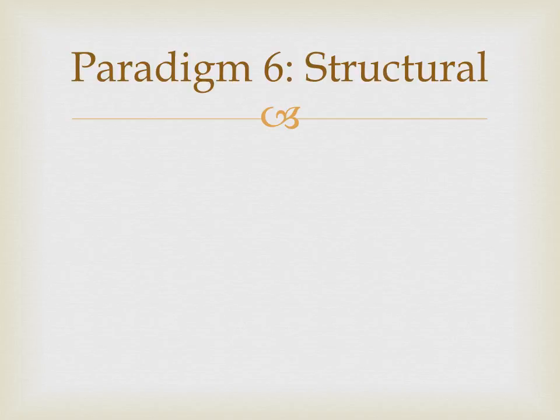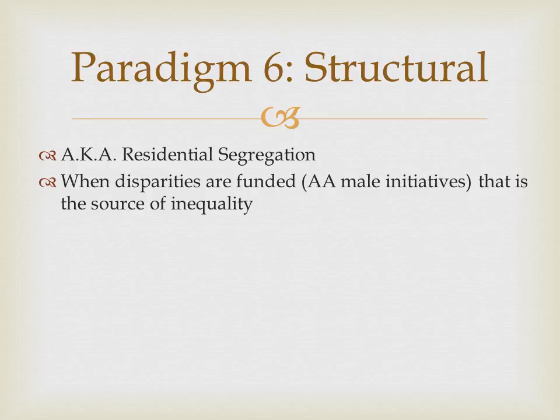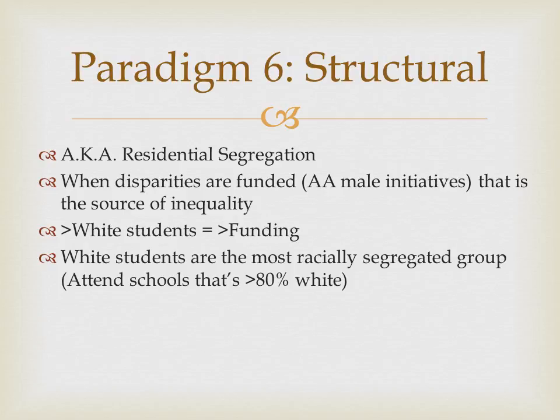Paradigm number 6 is known as the structural paradigm, also known as the residential segregation paradigm. Now, when disparities are funded, and when we say disparities, we're talking about things like African American male initiatives in the school. That is a source of inequality. Now, the more white students there are in a school or anywhere, the more funding will come that way. Now, white students are the most racially segregated group. They attend schools that are 80% white or more.